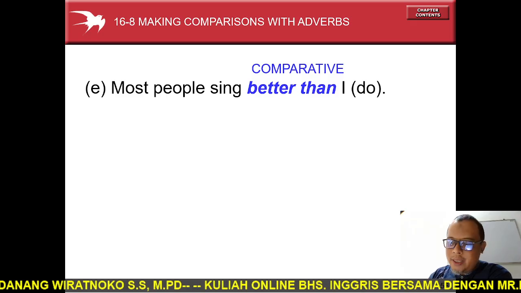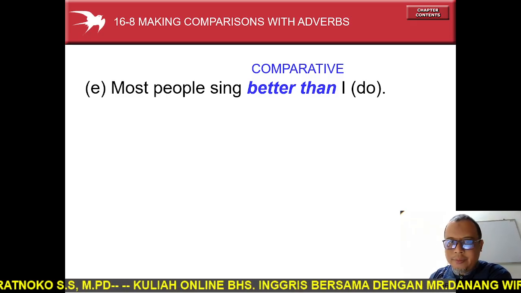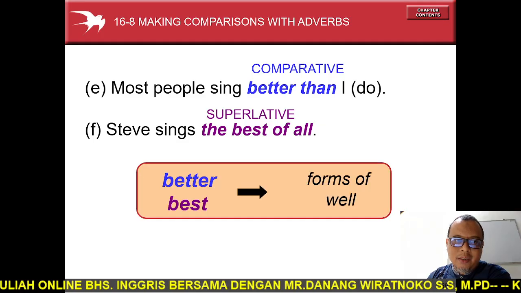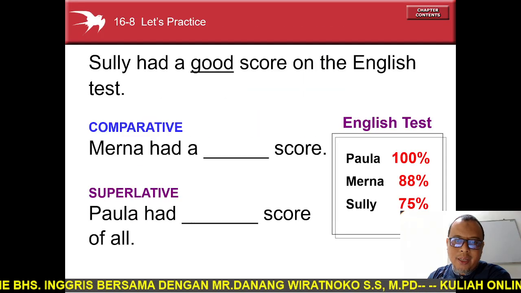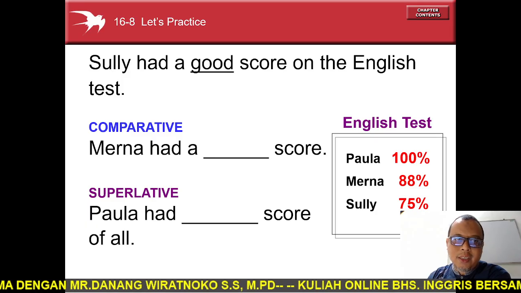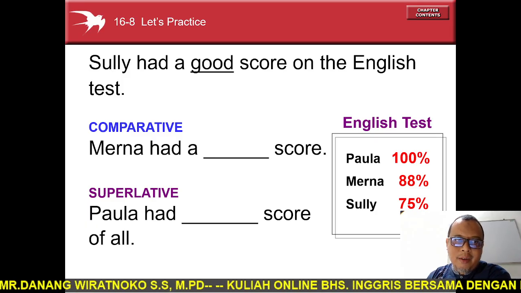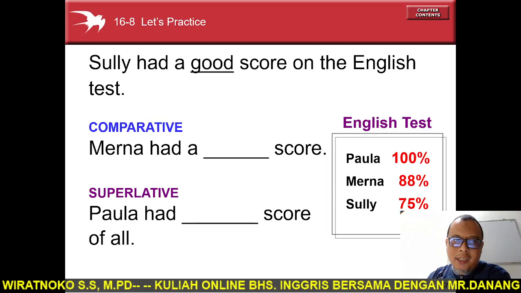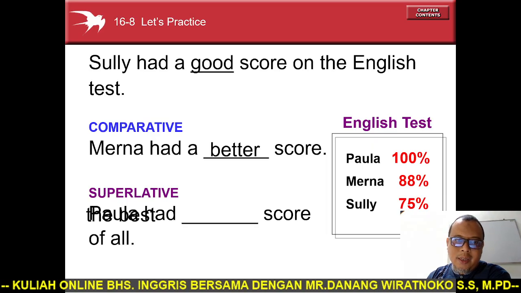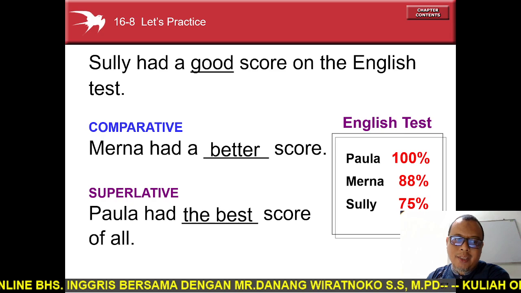Most people sing better than I do. Okay, Steven sings the best of all. Better, best, forms of well. Okay, let's practice. Suli had a good score on the English test. Merad had a better score. Bola had the best score of all.